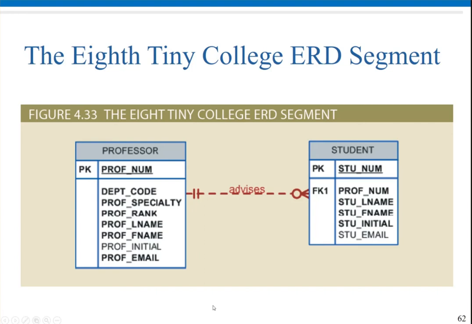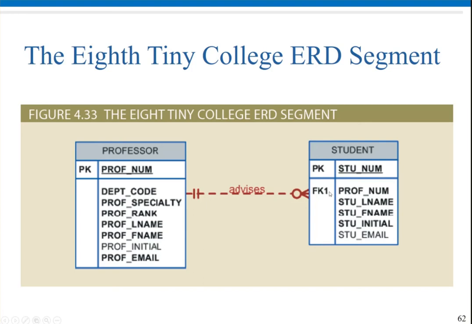Now notice we have zero to many. That means the professor does not necessarily have to have a student to advise, but he can have many. Now the cardinality is not shown in here. And notice the dotted line in here, which shows a very weak relationship because professor number is not part of the primary key of the student file over here. If it was, it would be listed up here, and it would be a strong relationship.